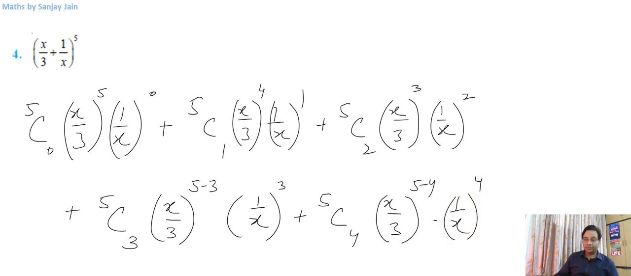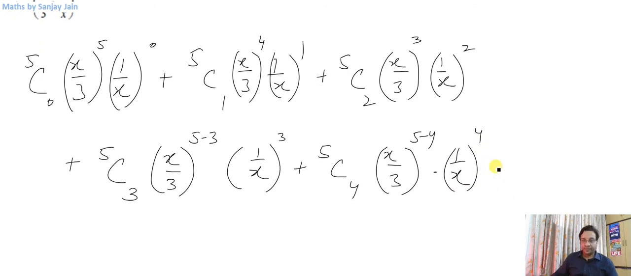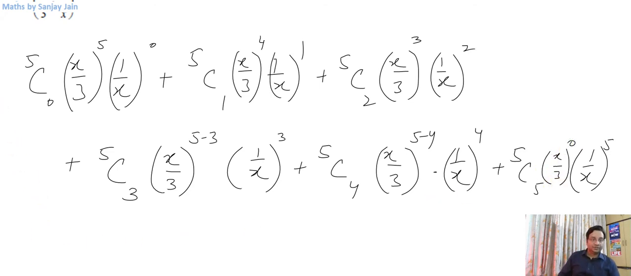So you should be comfortable in these. 5c5, 1 by x raised to power 5 and x by 3 raised to power 0. So you may choose any of the ways of saying it. You are going to write this formula finally. How you say it depends on your comfort level. I say it like this: whatever I write here, I raise the second term of the binomial to that power, and the remaining powers I give to the first term. This is how I am comfortable, and this is, I think, the faster way of doing it.